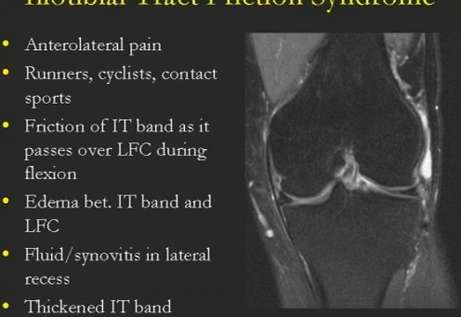Iliotibial tract friction syndrome refers to a clinical syndrome of anterolateral knee pain that's commonly seen in runners, cyclists, and people who play contact sports. It is due to friction of the iliotibial band as it passes over the lateral femoral condyle when the knee is flexed. So you can see how runners and cyclists would be prone to such a problem because of the repetitive flexion of the knee in those activities. What you'll see on MR imaging is edema between the iliotibial band and the lateral femoral condyle, or fluid and synovitis in the lateral joint recess. Now, note that the fluid here is really asymmetric.